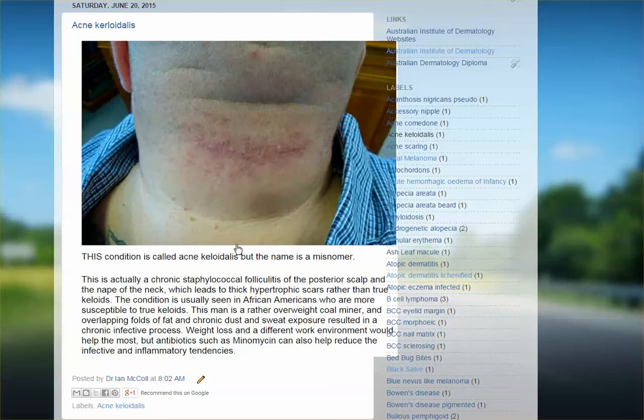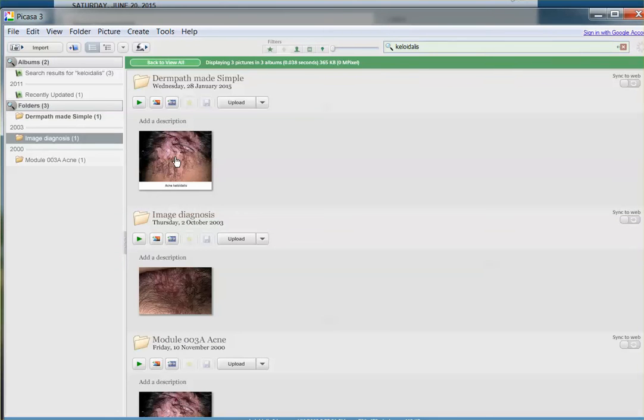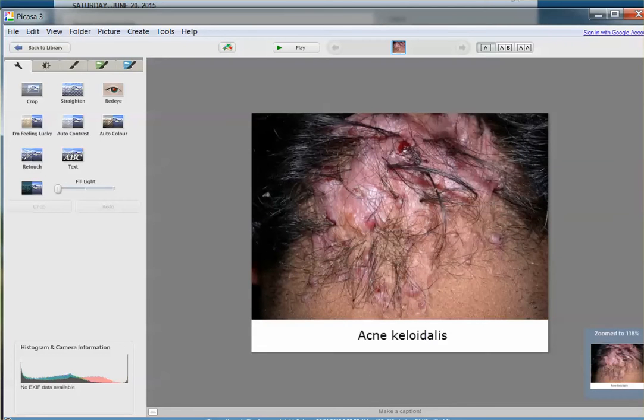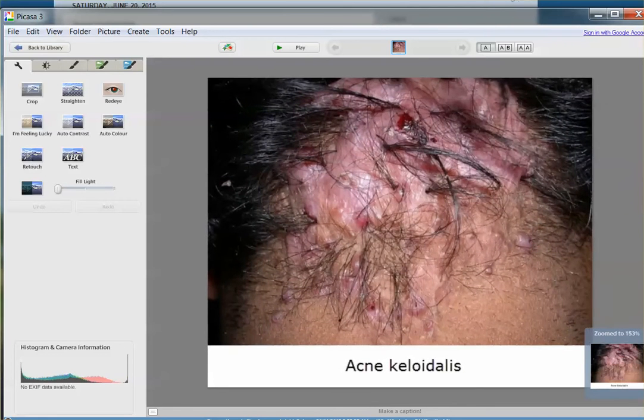Let's have a look at perhaps more classic examples of this condition. This is more the picture that you're likely to see. You can see that there's certainly scarring here. There's loss of hair follicles. You can see the abscesses that have formed. You can see the inflamed, infected areas here with a hair follicle coming out of the middle of them. And these are thickening up to form hypertrophic, perhaps keloid scars.